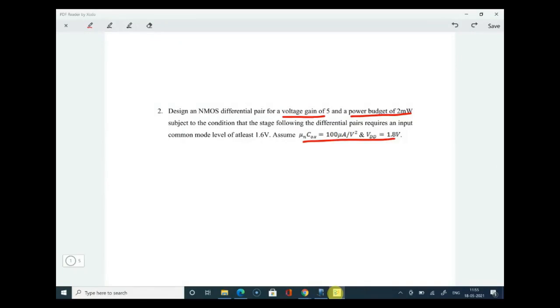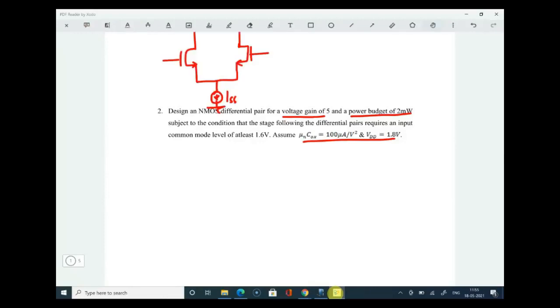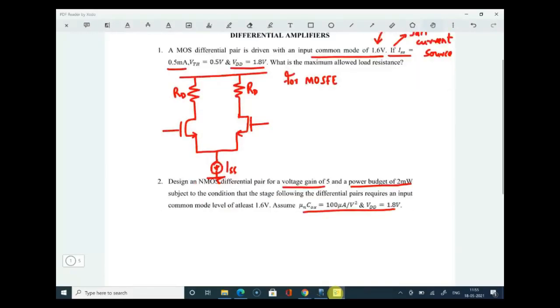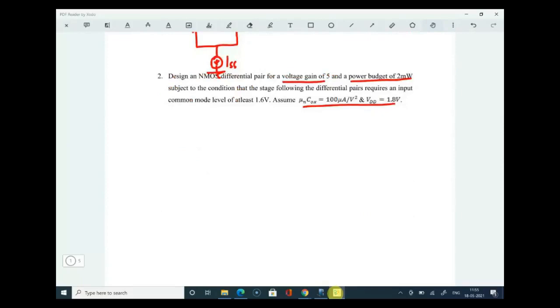So what is the understanding? When you read this question, what do you understand? Here also we need to find the load resistor and the W by L value, because it is asked to design. Yeah, very good. So since the question asked is to design a differential pair, you are supposed to find the value of resistance R as well as the transistor's size W by L. Okay. So what are the parameters given for that?